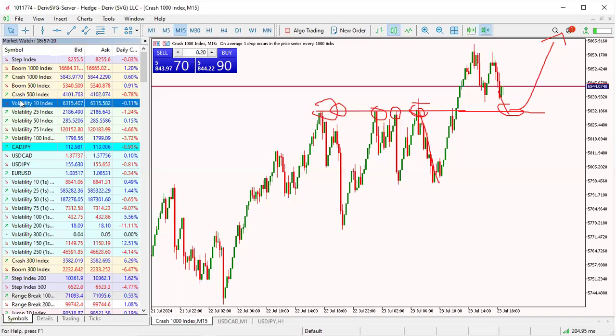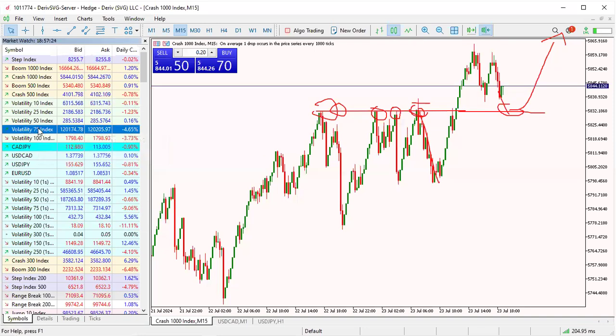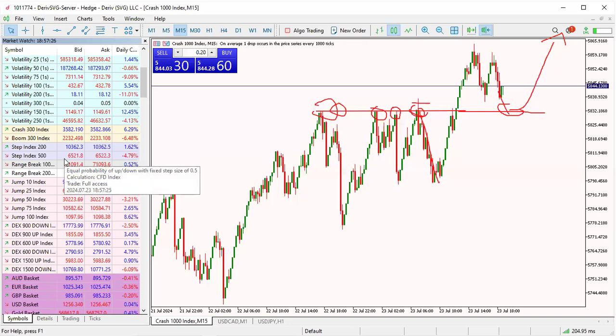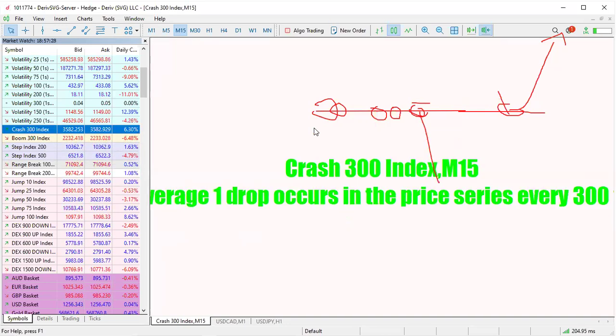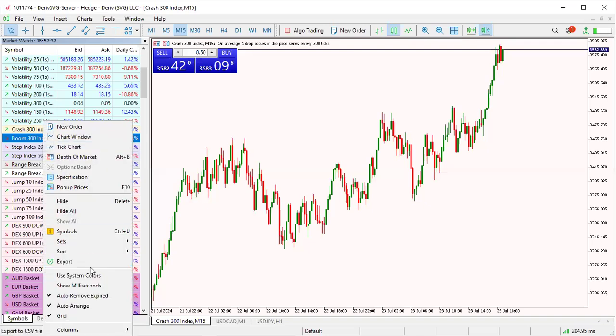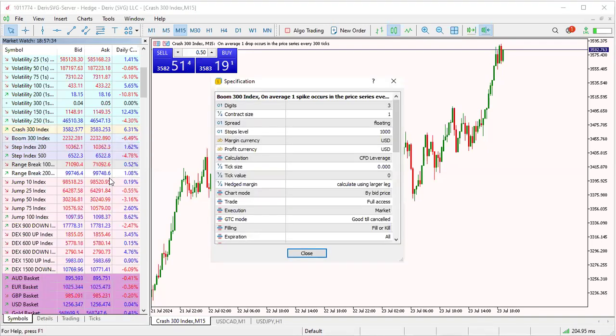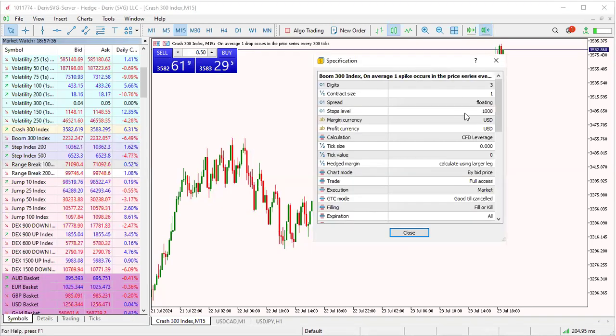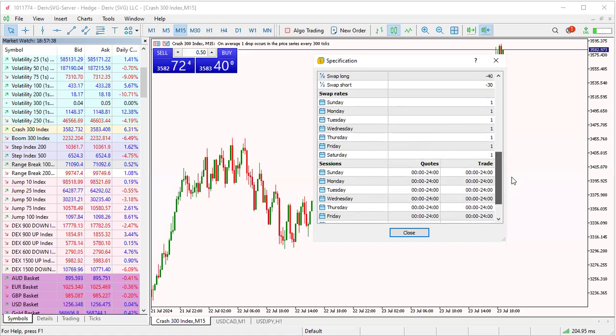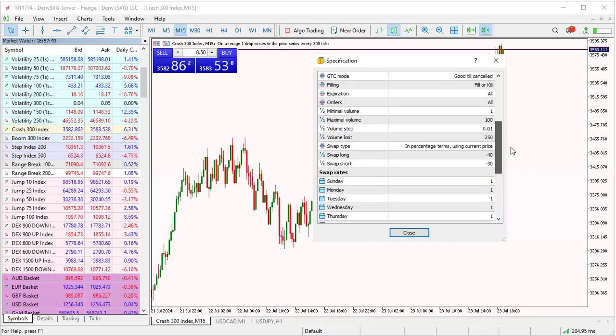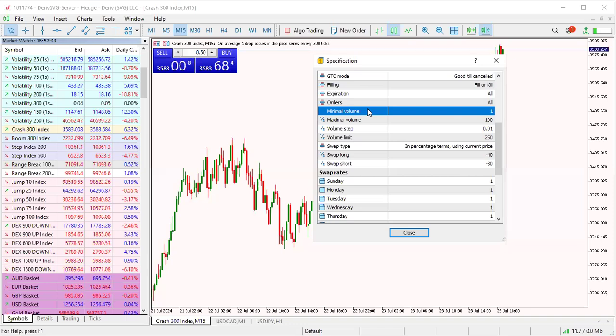And then we look at the other crash instruments. We have crash 300. You can simply drag and drop. You right click, then you go to specifications, okay? The minimum volume on these, let's check the minimum volume. What is the minimum volume on crash 300?